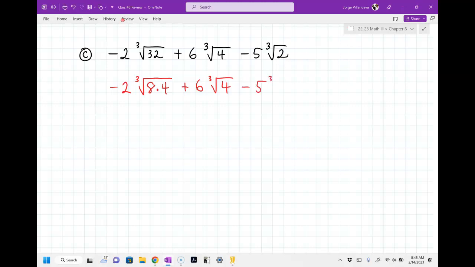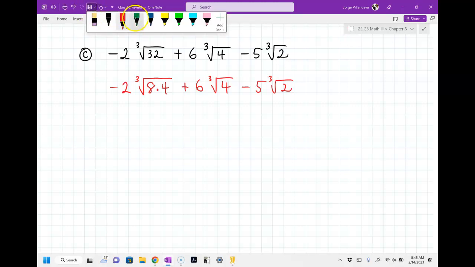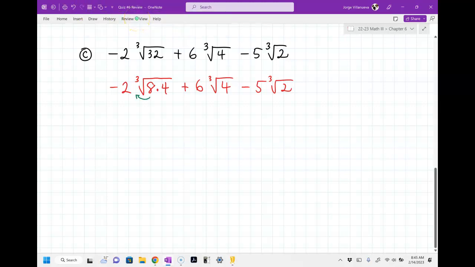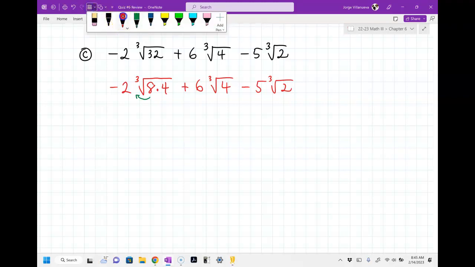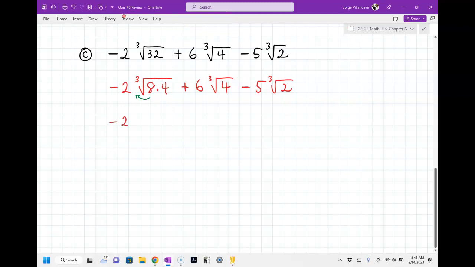Same with the 2 here, so I'm just going to leave it like that. Now, what is the cubed root of 8? Say again? A 2, right? Cubed root of 8 is 2, because 2 times 2 times 2, that's 8, right? So here we go. Let's rewrite that here. Negative 2 times 2 cubed root of 4 plus 6 cubed root of 4 minus 5 cubed root of 2.